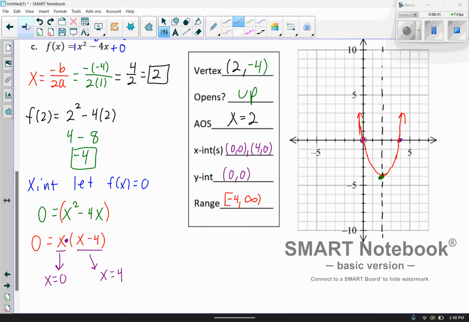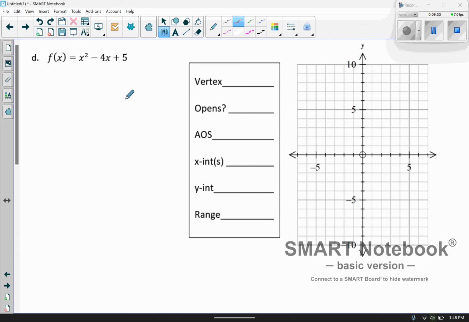Okay, so I think I got one more slide to go. So a little bit more of the same, and then I believe at the very end I do have a little word problem for us. So let's see. Looking at this, once again, vertex, let's see. So here's my A, my B, and my C value. So x equals -b over 2a. So I'm going to get a -4 over 2 times 1.